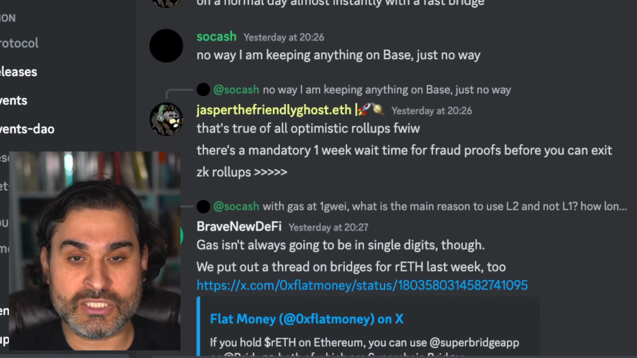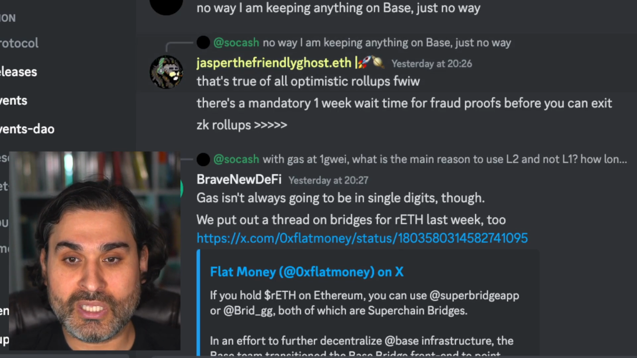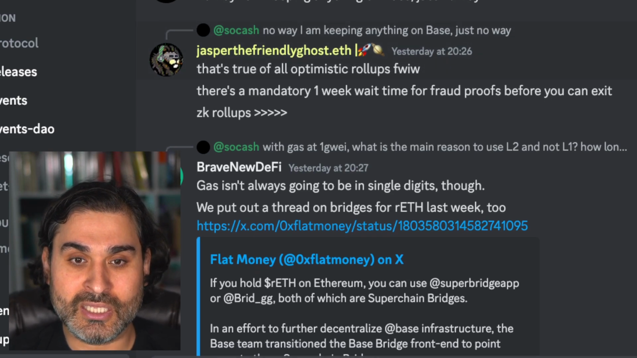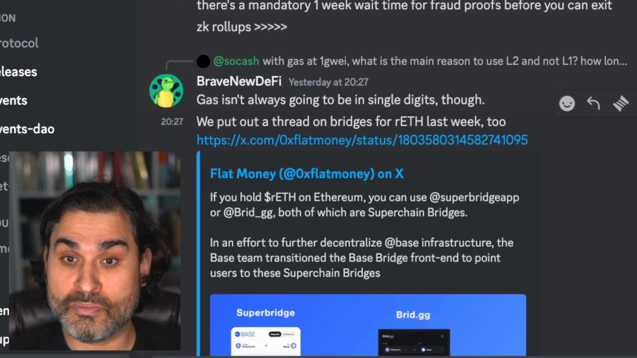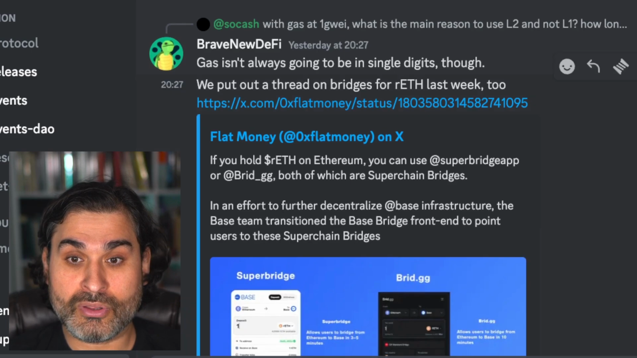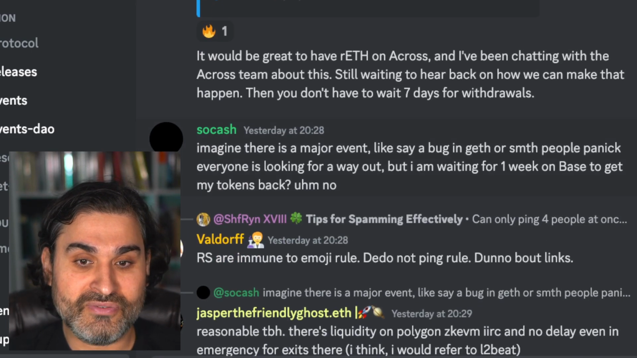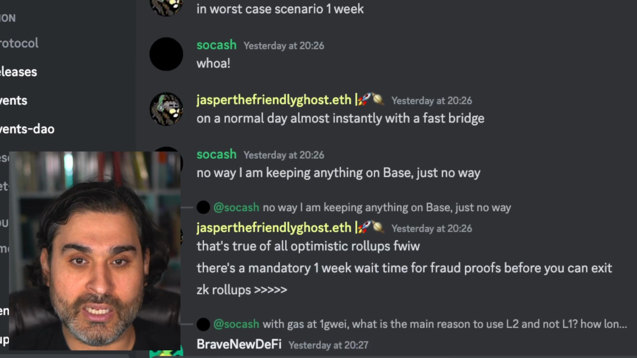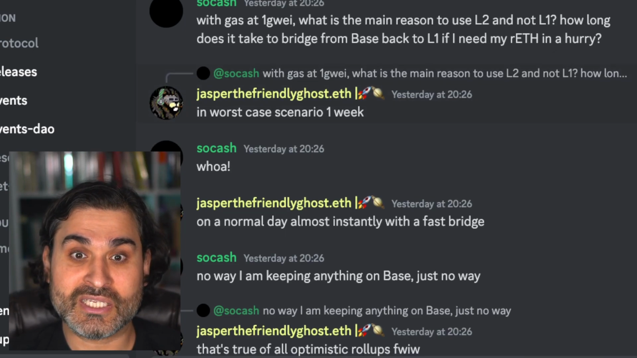And then the idea is that all optimistic rollups currently have limitations. There's a mandatory 1 week limit for fraud proofs before you can exit. And then ZK rollups obviously don't have that same limitation in the same way. And then Brave New DeFi says that gas isn't always going to be in the single digits. We put out the thread for bridges last week, so there's information about what bridges you can use. So definitely have a look at bridging your rETH across to Base, because every day there's more and more exciting stuff you can do with that.